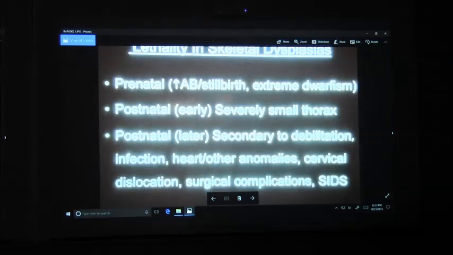Lethality and skeletal dysplasias. We talked about this quite a bit. We didn't talk too much about the postnatal or early lethality that's due to the small thorax. There's a whole group of conditions in which small thorax and then anomaly, particularly polydactyly, are used. There's men's and women's names for some of these. Noonan syndrome, Saldino-Noonan, Majewski syndrome, where the chest is so small that almost all the children are going to have severe respiratory trouble, and many of those children are going to die. Postnatal later, many will have a debilitation because of their orthopedic problems in their small chest. And we've talked about the infections and these other findings that reduce the lifespan.